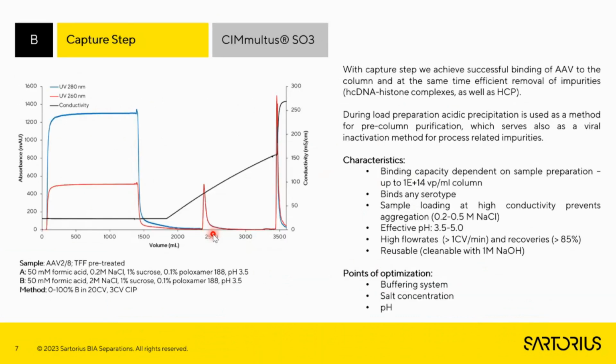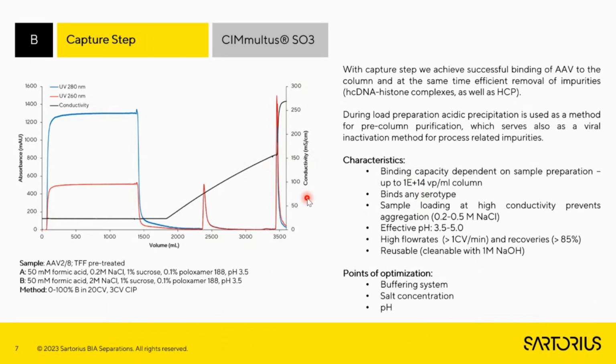Once the pre-capture is really done, we advance to the capture step. With the capture step, we achieve successful binding of the AAV, and at the same time, we want to have the concentration factor in there and removal of the impurities, largely those host cell DNA histone complexes, and also the HCPs, which are present either in the flow-through fraction or the CIP, so cleaning in place, which is washing the column with the 1 molar sodium hydroxide.